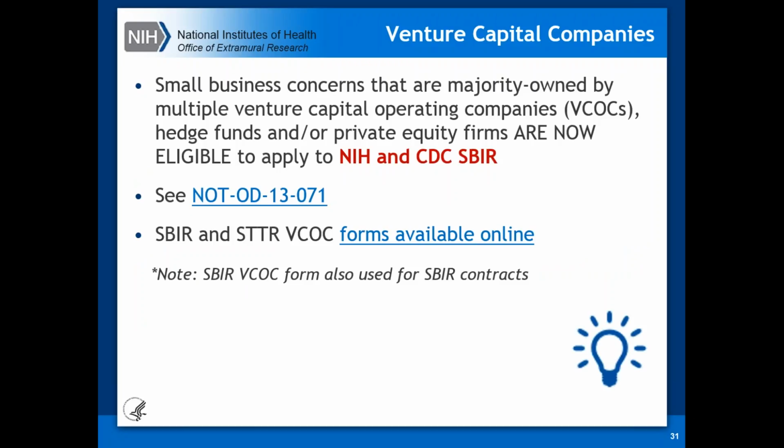So, venture capital companies. Small business concerns that are majority owned by multiple venture capital operating companies, hedge funds, and private equity firms are now eligible to apply to the NIH and CDC SBIR programs. To make that clear, I'm sorry, these are small business concerns that are owned by these VCOCs. If you want more information on this, you can see our notice OD-13-071. With respect to the VCOCs, forms are available online, and these can also be used for SBIR contracts as well as for grants.